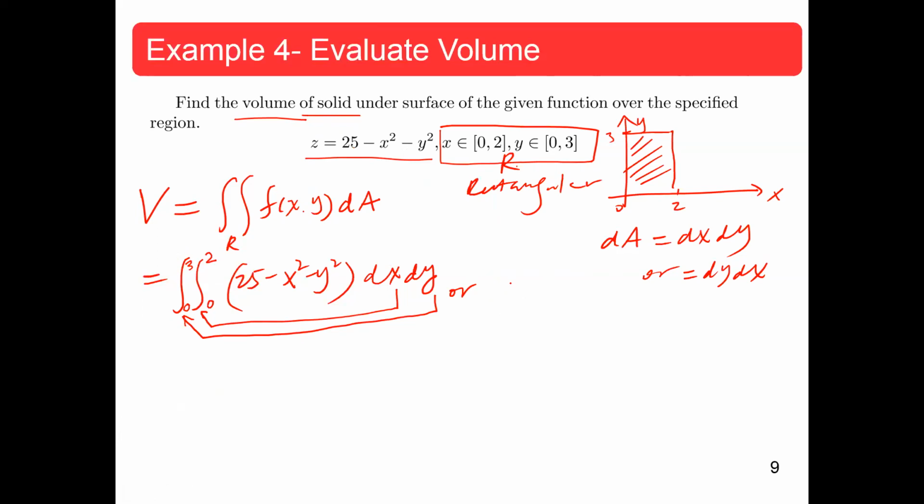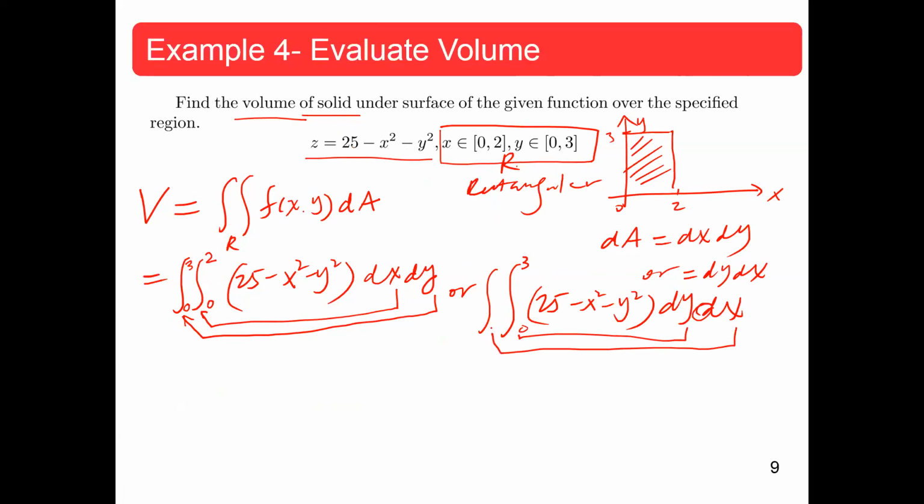Of course, if you want to go dy dx, feel free to do so. If you want to do 25 minus x squared minus y squared, dy dx, that's going to be the same volume. And this time we're going to write y would be 0 to 3, and x would be 0 to 2. Okay? All right, I'll give you guys a few minutes to evaluate either one of those, and let's see what's going to be the volume here.